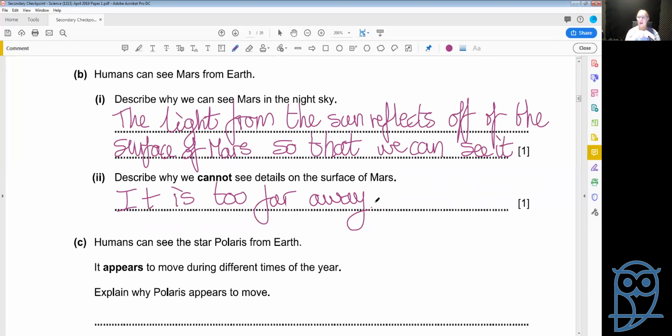So most of the really nice pictures that we have from Mars actually comes from space probes and satellites and landers and things that we send to Mars to take pictures of it. The Hubble Space Telescope can take fairly good pictures. So we can't see details because it is just too far away from us here on the Earth in order to see.